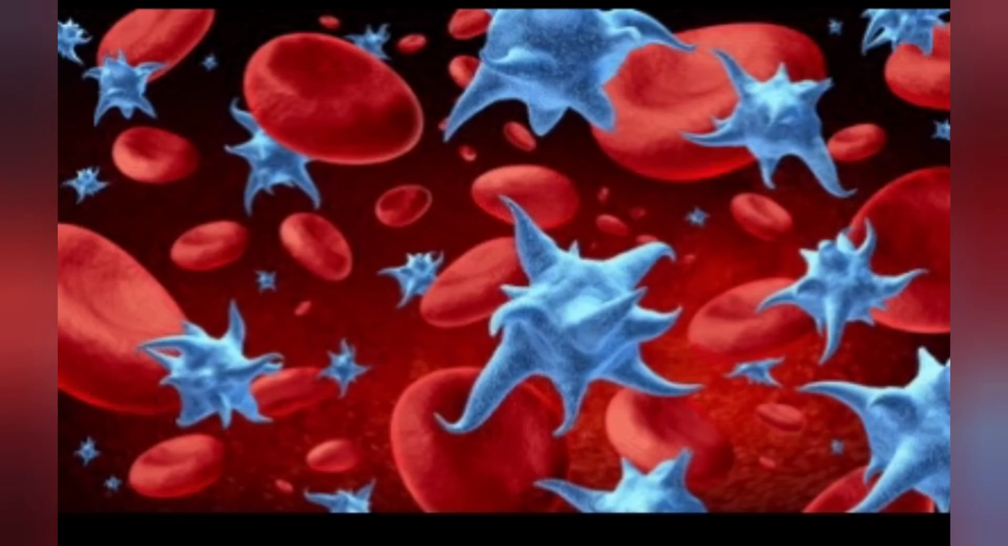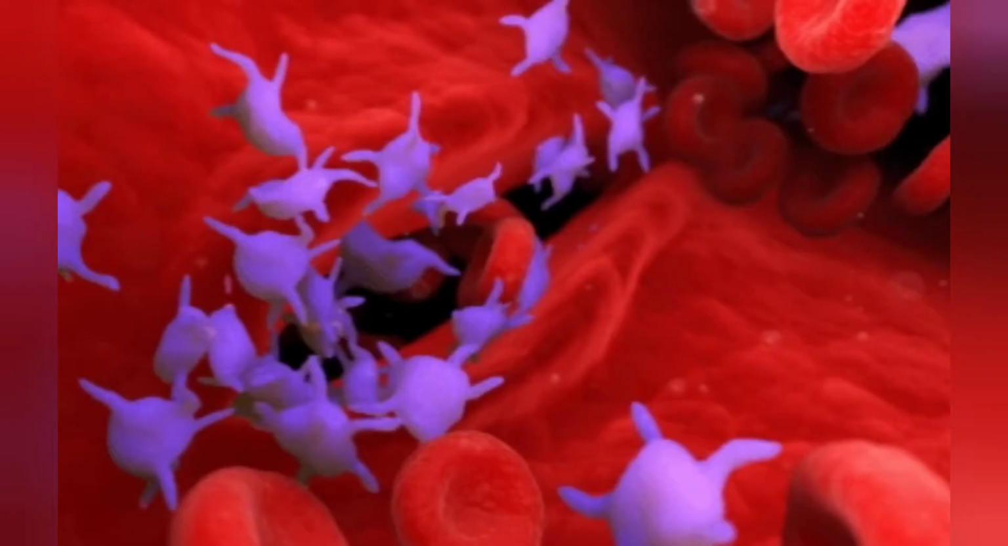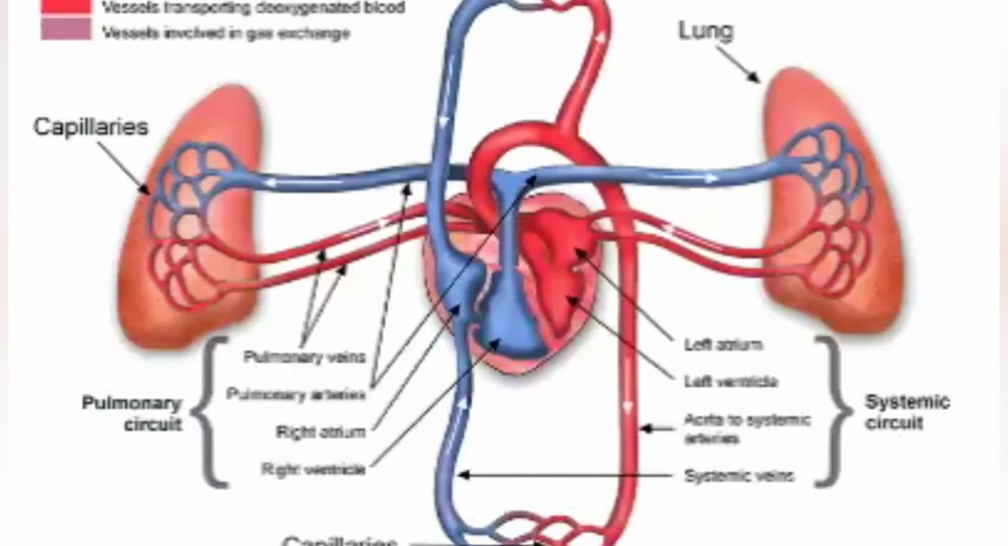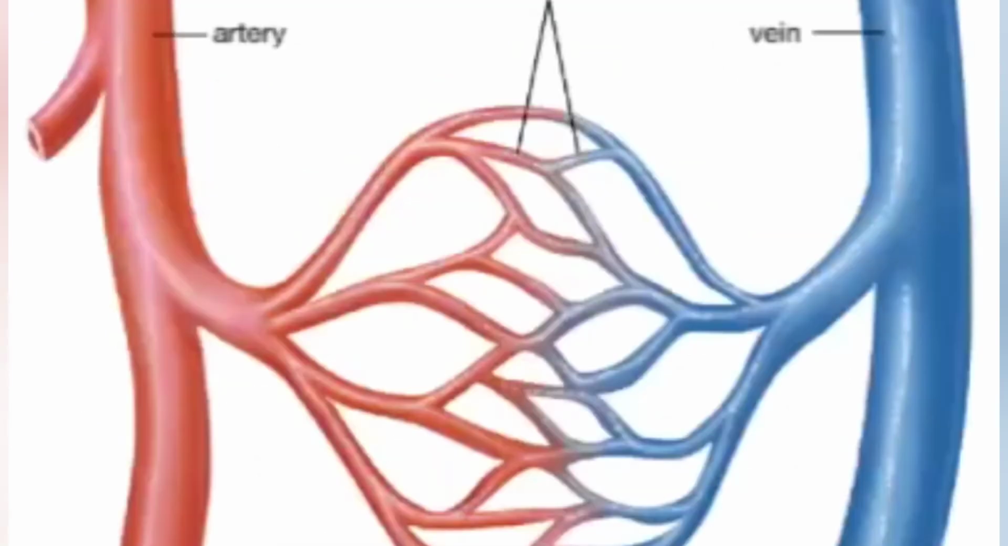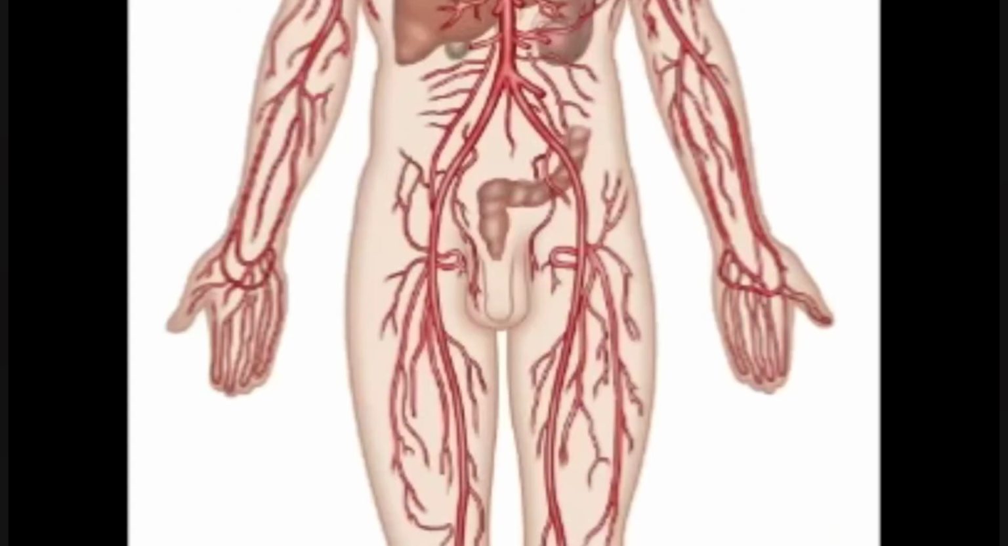Inside the body, blood flows through a network of tubes and channels. These tubes and channels are known as the blood vessels. There are three types of blood vessels in our body: the arteries, veins, and capillaries.